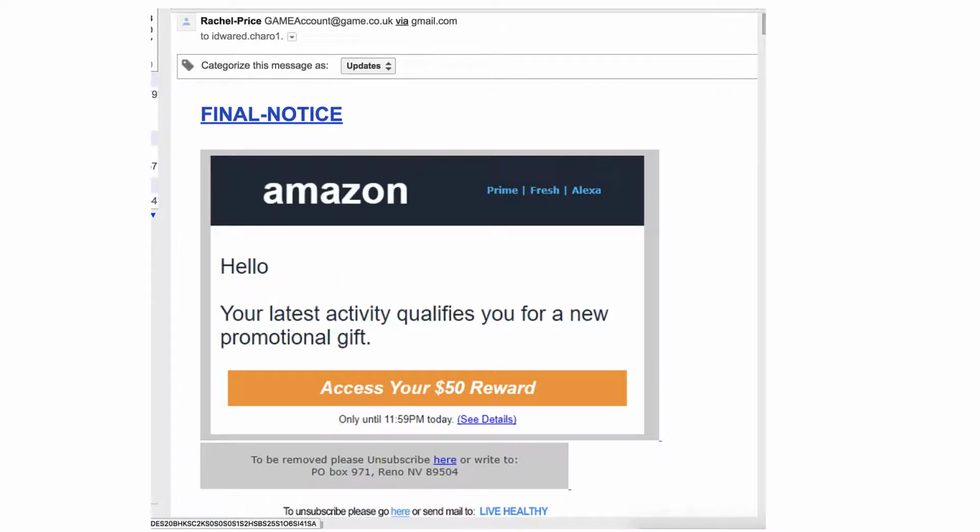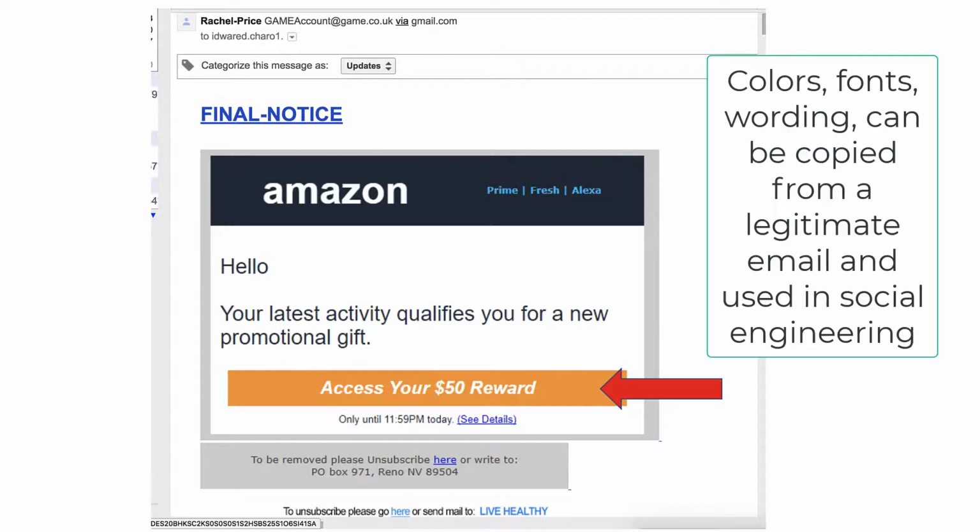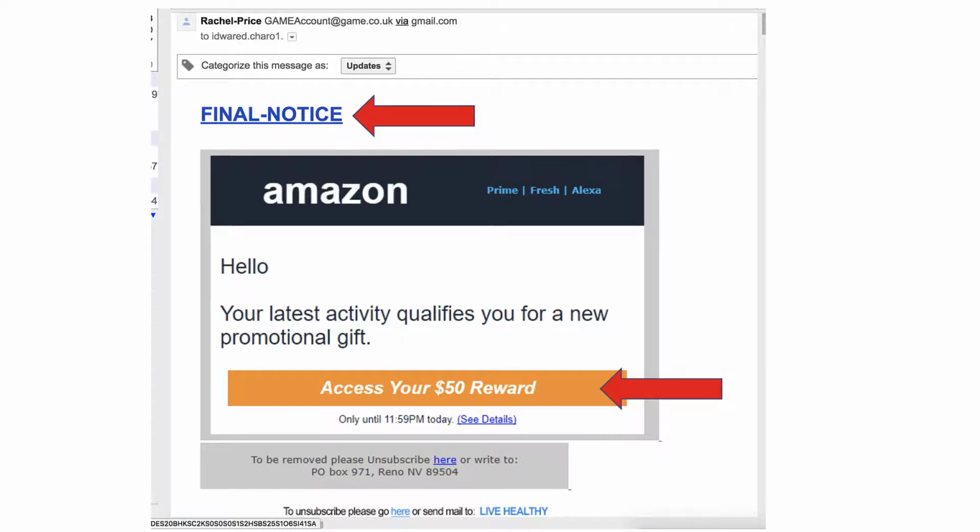So here's the first one. So let's apply those guidelines that we just learned. So the first thing is greed. This is the motivating factor. Access your $50 reward from Amazon.com. And notice how the colors and even the fonts look fairly correct. Final notice, there's a sense of urgency here in that I have to click on that link so that I don't lose my reward. Now, if we go up to the top, we see this is from Rachel Price at gameaccount@game.co.uk.